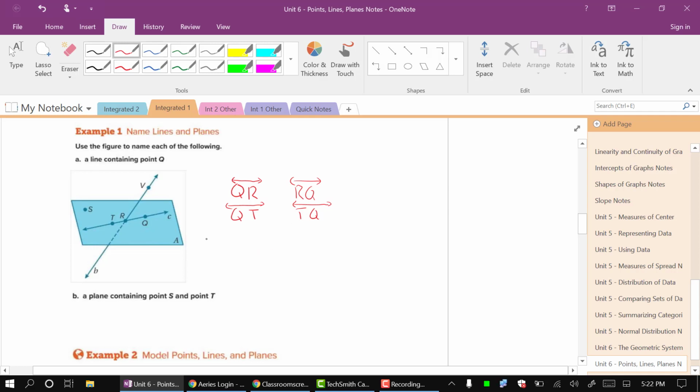We also want to come up with a plane containing point S and point T. So through these 2 points, we want to come up with a plane. So our plane is Q, S, and T. We used S and T, and then we also threw Q in there as well.